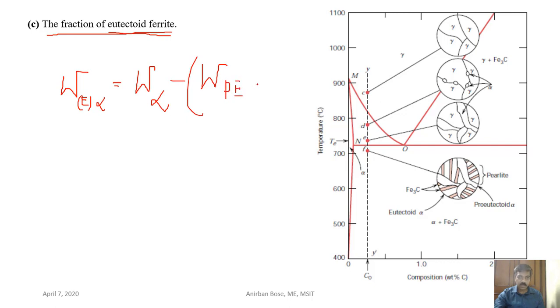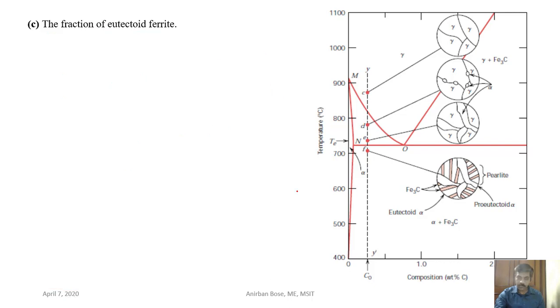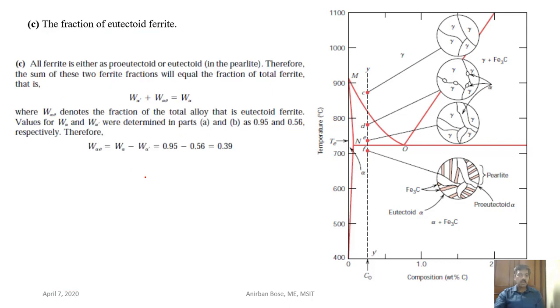Pro-eutectoid ferrite. Clear? So that will be equal to 0.95 minus 0.56. Okay, so you can find out this fraction very easily. So this will be 0.39%. Clear?